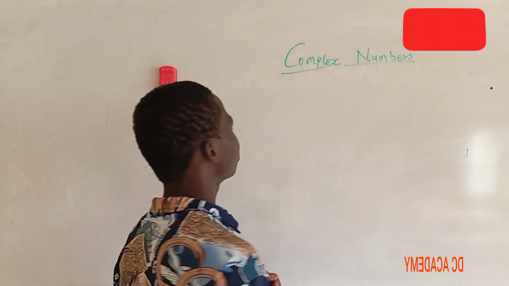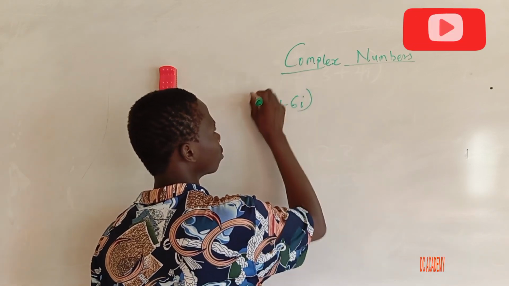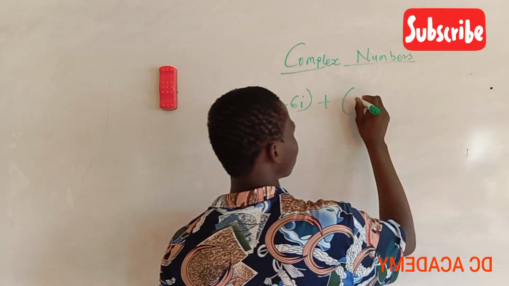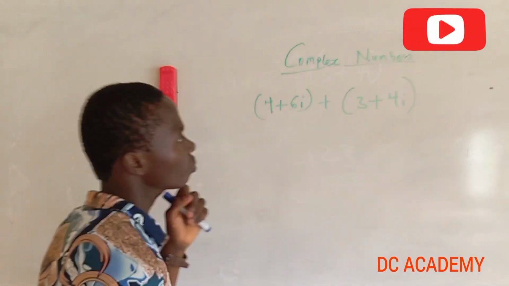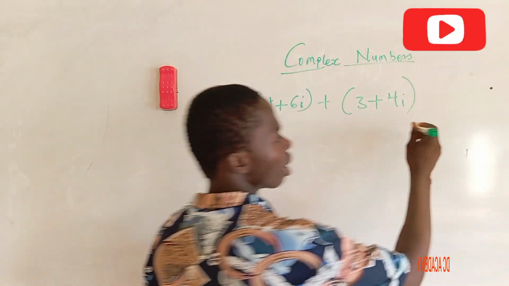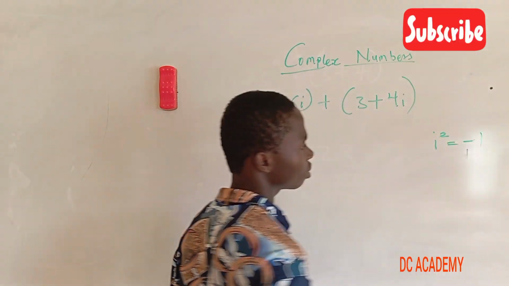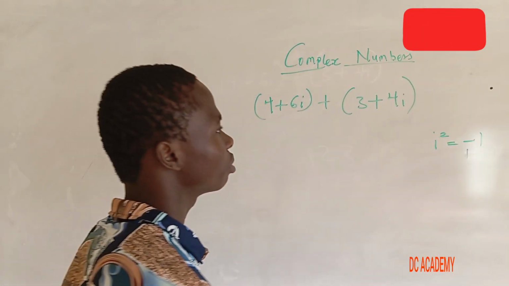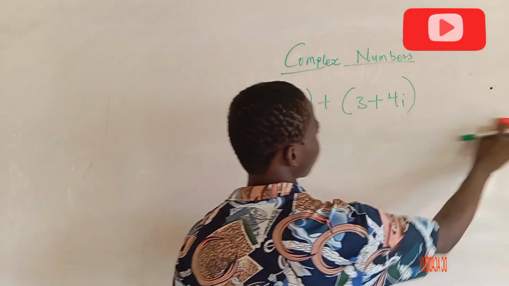Now, for example, if we put it like this. Now, just note that i squared is equal to minus 1, because we will need it later on. Just note this.